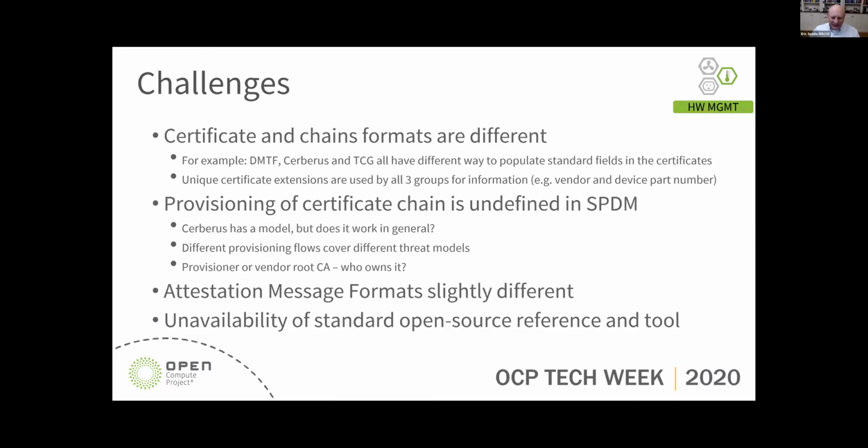And then the final piece is that right now, there are not a lot of good open source tools to be able to validate your implementation from an interoperable perspective.